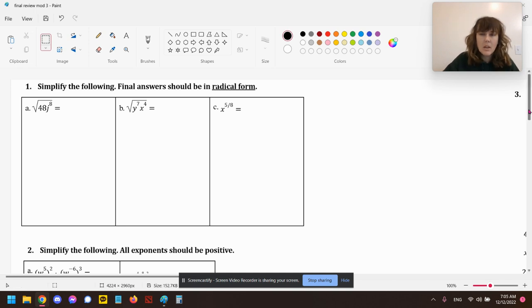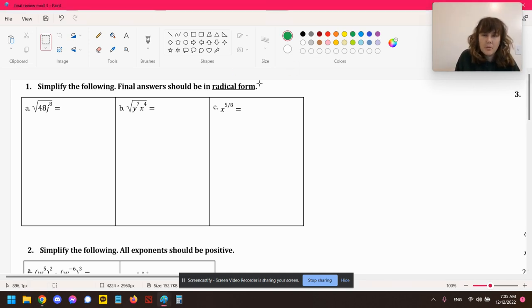Okay, here we go. Number 1, simplify the following. Final answers should be in radical form. Radical form means that we're looking like this. Right, so let's do part C first.